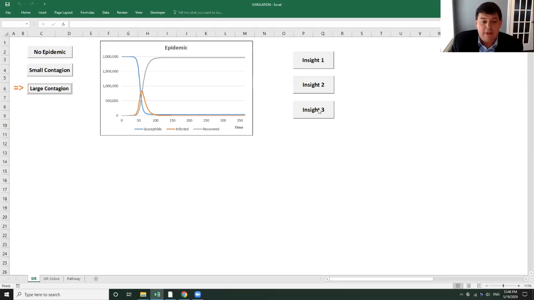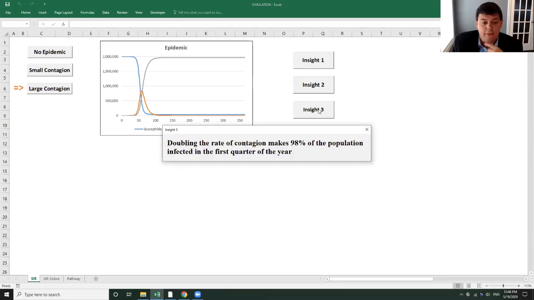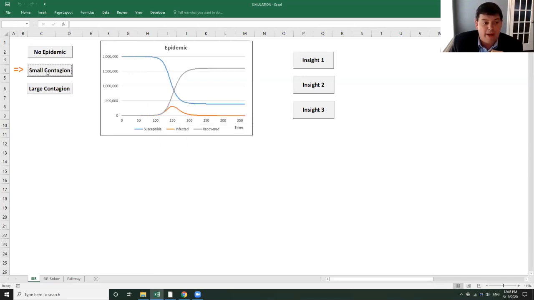All right. And then we have site number 3. Doubling the rate of contagion makes 98% of the population infected in the first quarter of the year. And that's very different from when I have a small contagion. If you look at the blue line, I have about 2 million people healthy in the beginning. The infection kicks in, people are getting sick, but at the end the infection runs through and we don't have everyone infected.